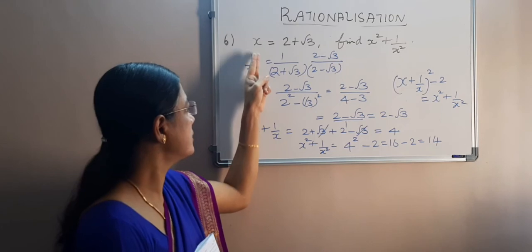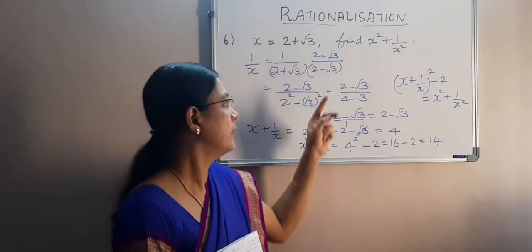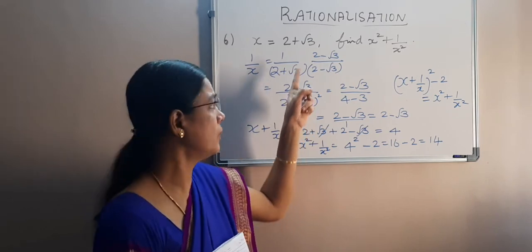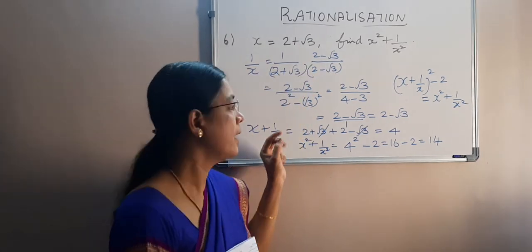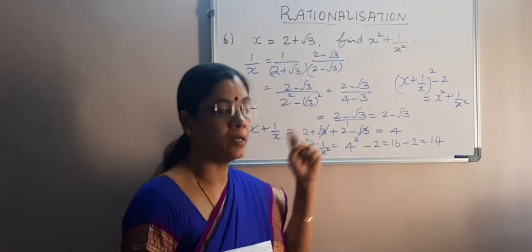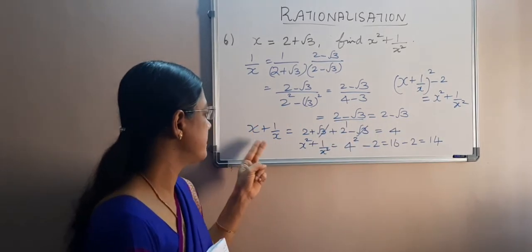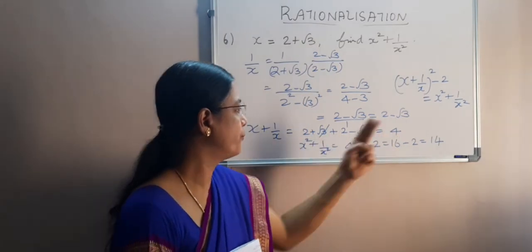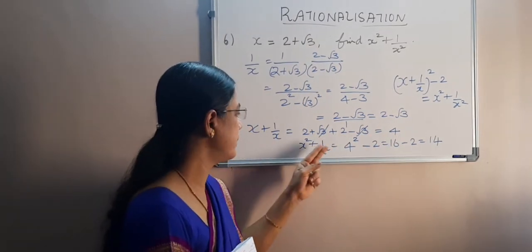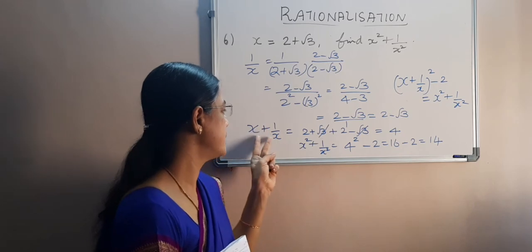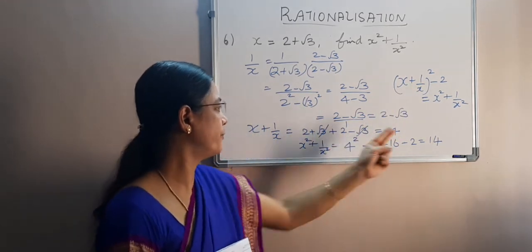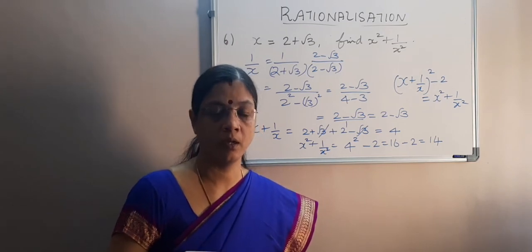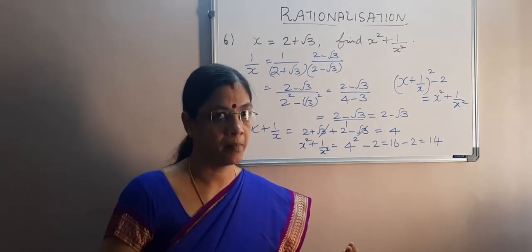So, now I first find out 1 by x by multiplying and dividing by the conjugate of the denominator, because 1 by x is 1 by 2 plus root 3. Simplifying it, we get 2 minus root 3, and x plus 1 by x: add this 1 by x and this x to give 4. Okay. So, x squared plus 1 by x squared is equal to this x plus 1 by x the whole square minus 2, isn't it? So, 4 squared minus 2, that is 14. Now, do you understand how easily we get x squared plus 1 by x squared?